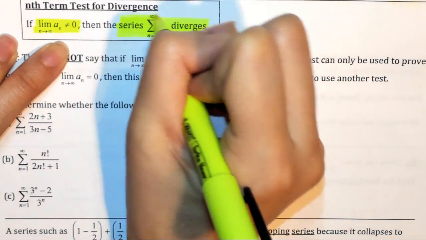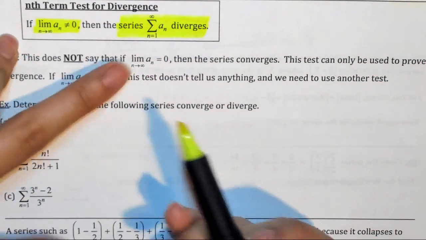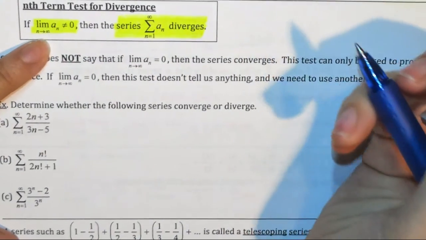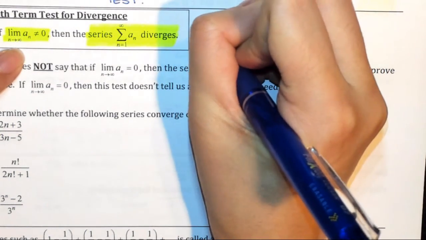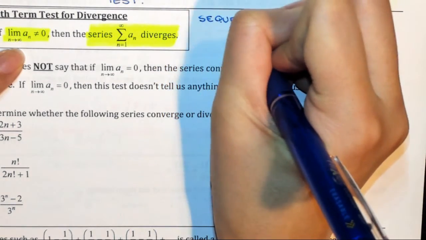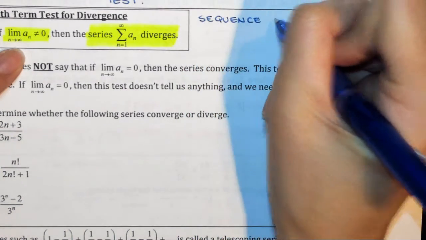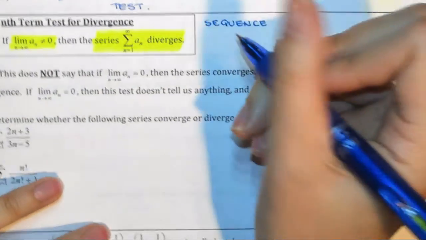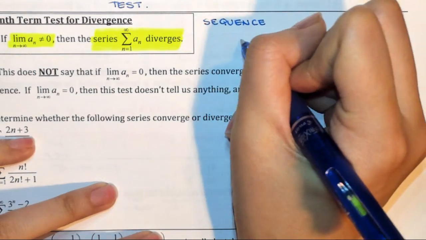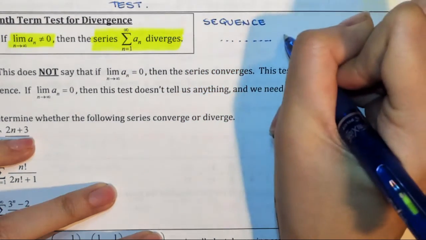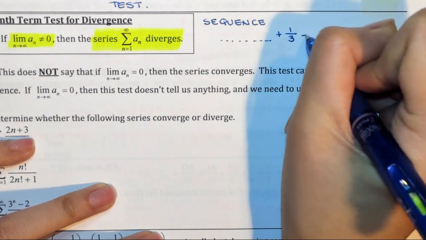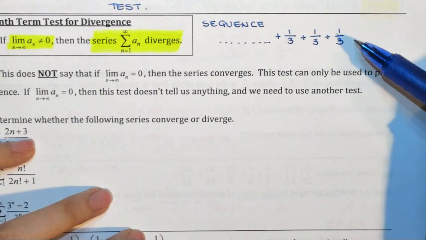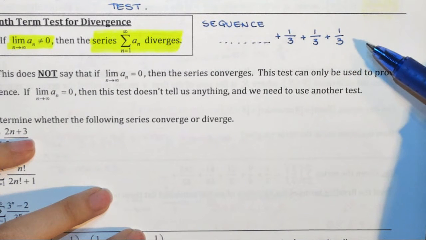Oh, I'm sorry, I said that backwards. If the limit of the sequence does not equal 0, then the series diverges. That makes sense though, right? If you have a sequence that converges to, let's say, 1/3, and as you go on to infinity you're adding 1/3 every time, is your series going to converge? No, your series is not going to converge.